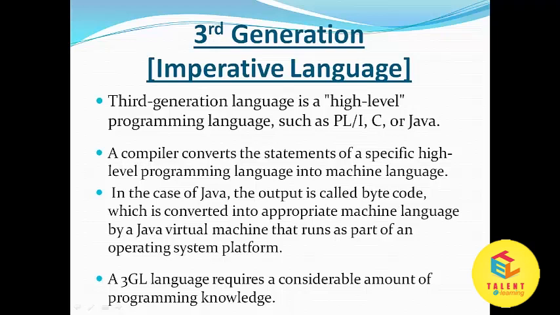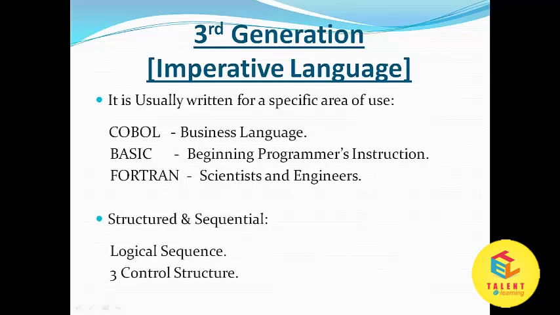A 3GL language requires a considerable amount of programming knowledge. It is usually written for a specific area of use, like COBOL is used as business language, BASIC is used for beginning programmer's instruction, and Fortran is used by scientists and engineers. Structured and sequential. It has logical sequence and 3 control structures.